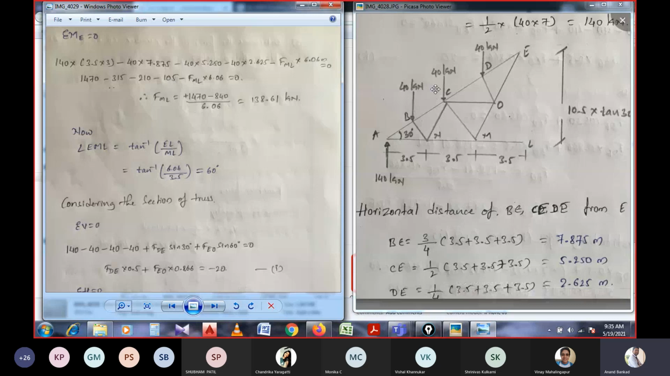And again we have another force, 40 kilonewton, at a distance of 5.250 from the point E. So for this point, 40 into the distance of 5.250 is written, and again this force is also having an anti-clockwise movement about the point E, which is taken negative sign. And apart from these two, we have another 40 kilonewton force acting at a distance from E of 2.625 meter. And again the perpendicular distance of 2.625 with the vertical force of 40 kilonewton. These forces are taken into consideration while calculating the moment.